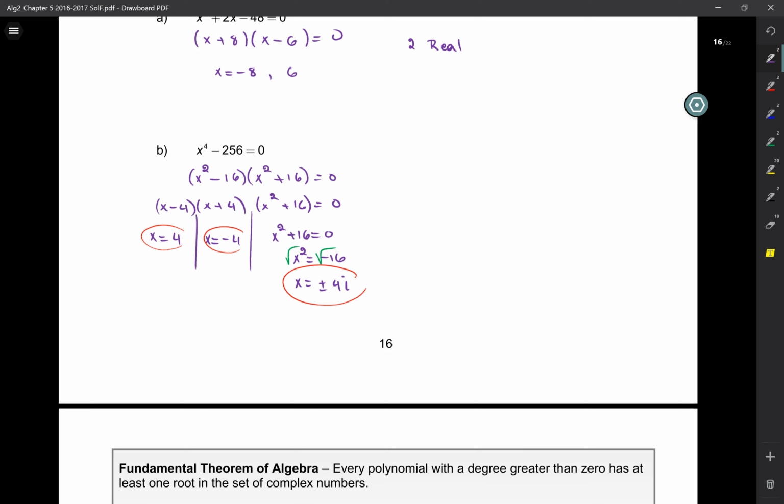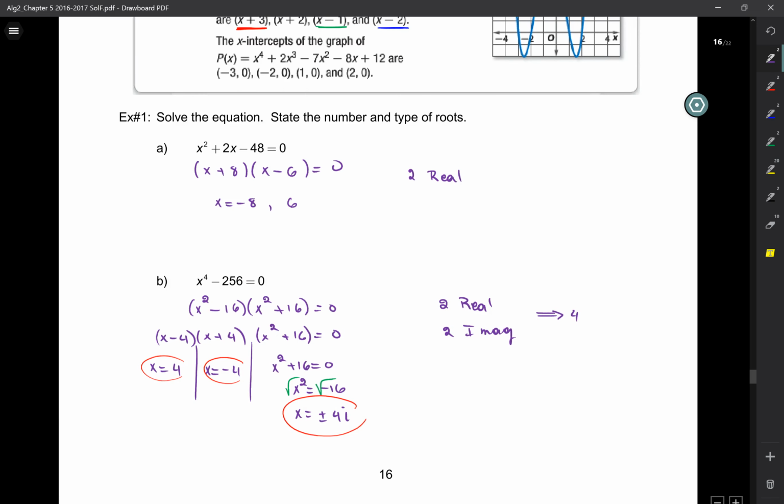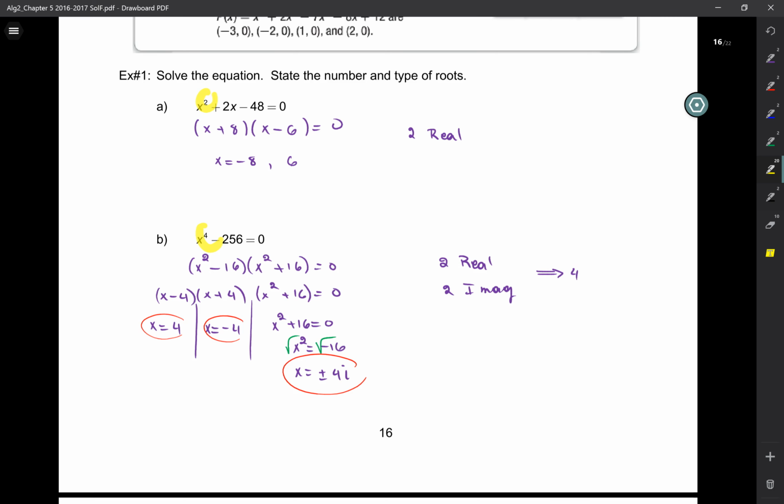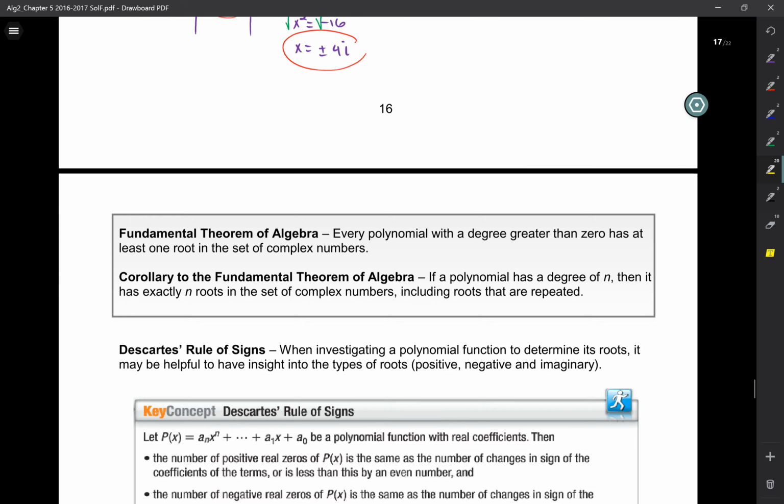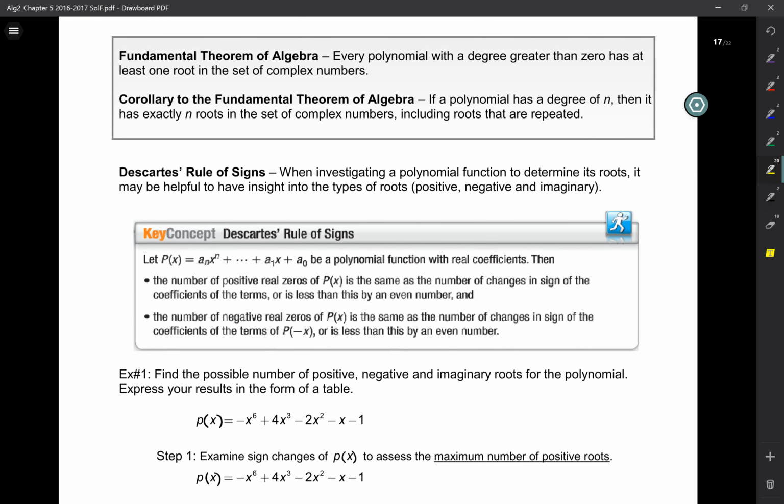What are their types? 2 real, 2 imaginary. So how many total? 4 total. And how many total for the first one? 2 total. So now, what's the degree of that first one? 2. What's the degree of that? 4. So what do you notice? Whatever the highest degree is, that's the number of solutions. So that brings us to the fundamental theorem of algebra.